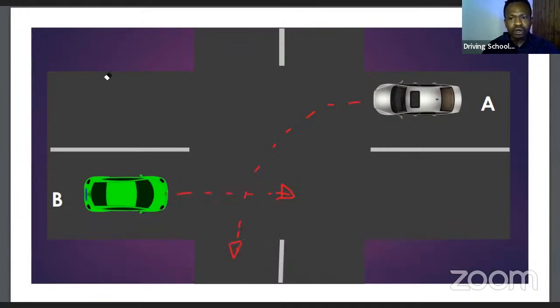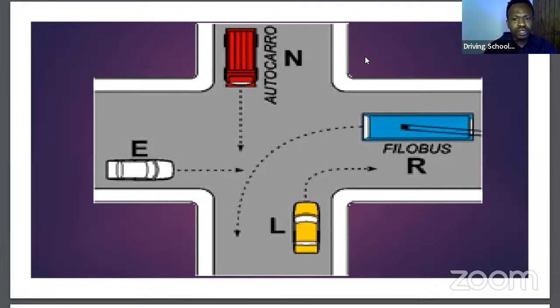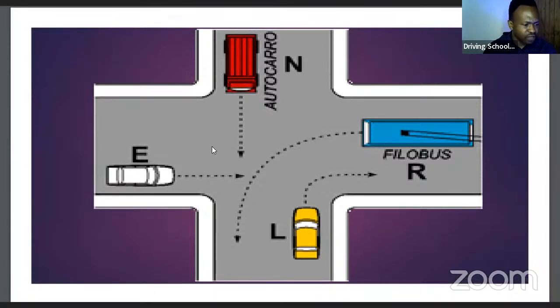Now, having said that, the diagram we have in that question is what we are having here. The vehicle N happens to be the red autocarro. Vehicle E is the white vehicle, R is the philobus. Vehicle L is the yellow vehicle. Now take note, philobus is not among the vehicles that have a right of way at intersection.